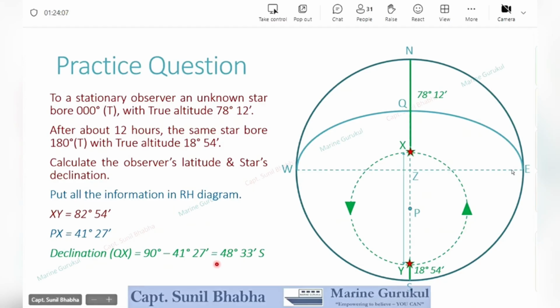So QX, which is the declination of the star, is equal to 48°33', and we can see in the diagram that the star is south of the equinoctial, so the declination is south, 48°33' south. So this was one of the items which was required. The star's declination has been obtained as 48°33' south.